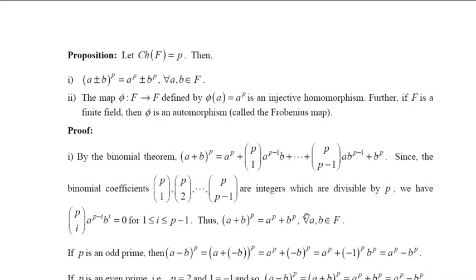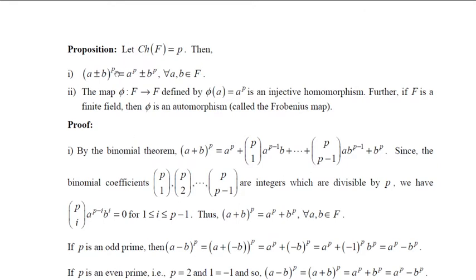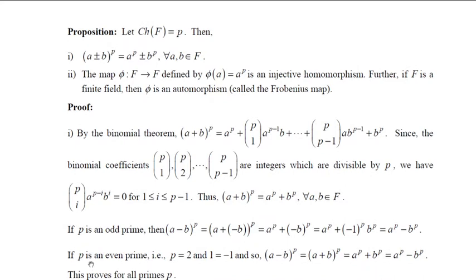Now let's prove the other one, that is (a - b)^p is a^p - b^p for all a and b coming from field F. Here p may be an even prime or an odd prime. We know that there is only one even prime. That is, if p equals 2, then 1 and -1 are one and the same, because if you send this 1 to this side, that becomes plus 1, and that is 2. 2 times 1 is equal to 0 under modulo 2.